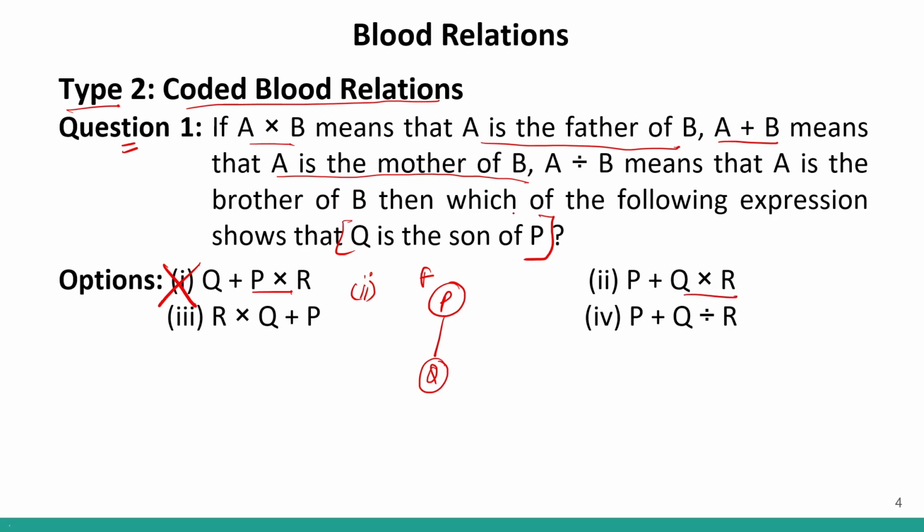So let us look forward. Q into R means Q is the father of R. So if Q is the father of R, what would be the gender of Q? Q would be male. Q is the father of R. So can we derive from this expression that Q is the son of P? Yes, because Q's gender is determined now. So option number 2 will be the correct answer to this question.